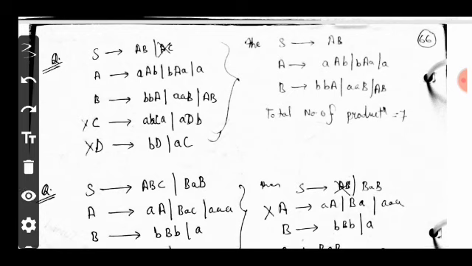Here production is given like S produce AB, AC. A produce aAB or BAa or a. And B produce BBAB, ABAB. C produce ABCA. And also A produce AD, B, and D produce BD and C. Here we got that productions C and D are not necessary for our productions.